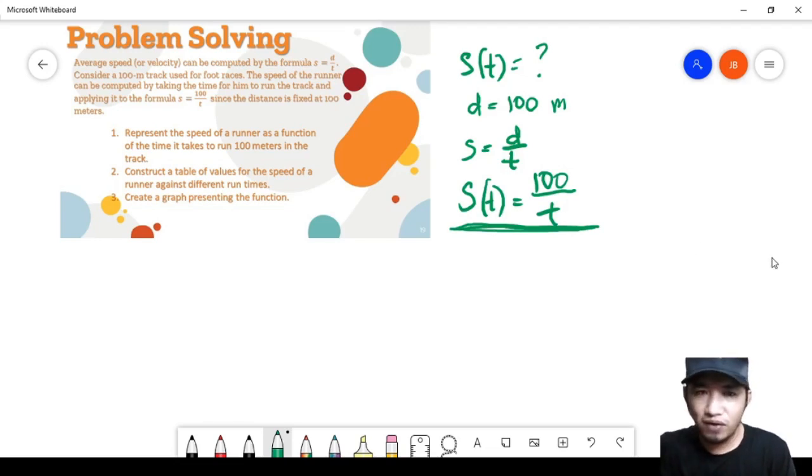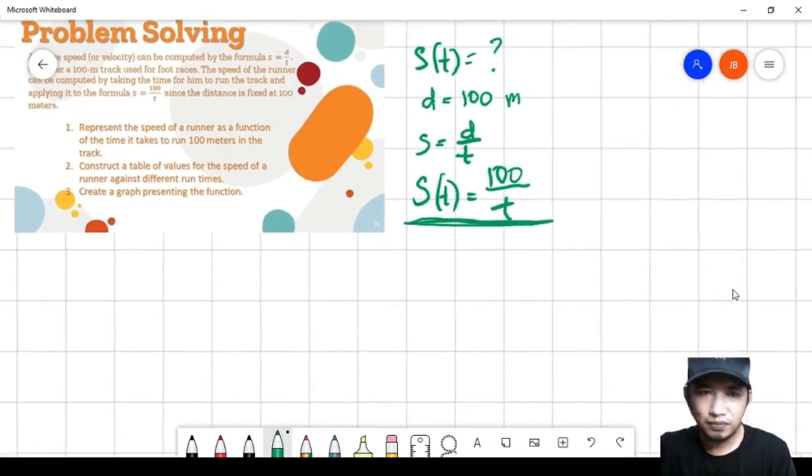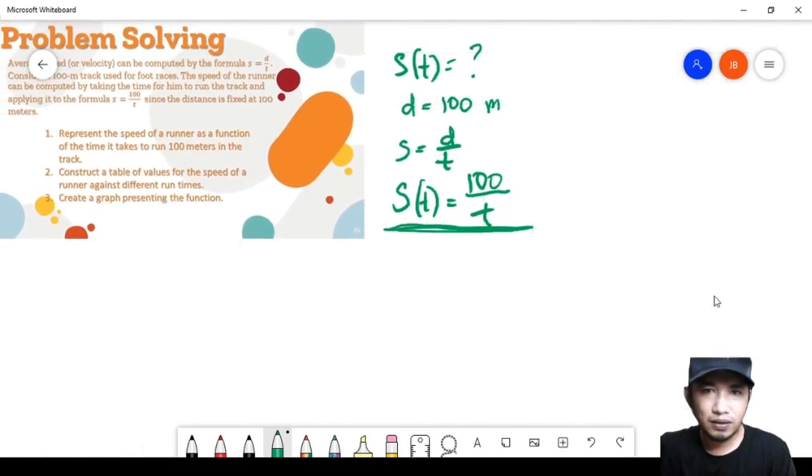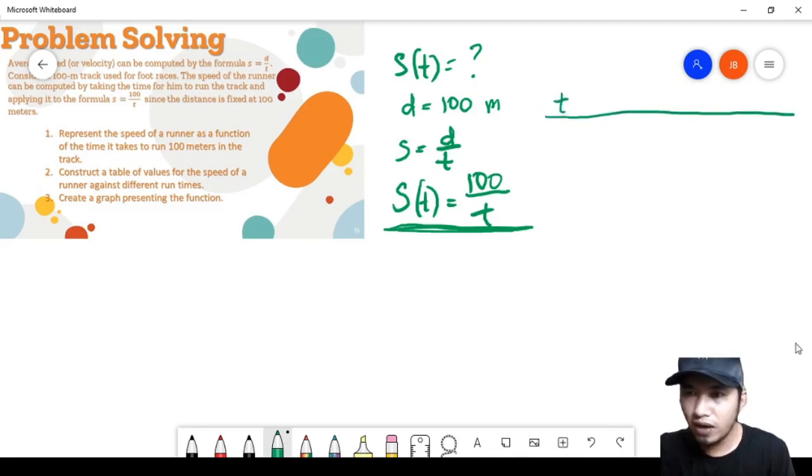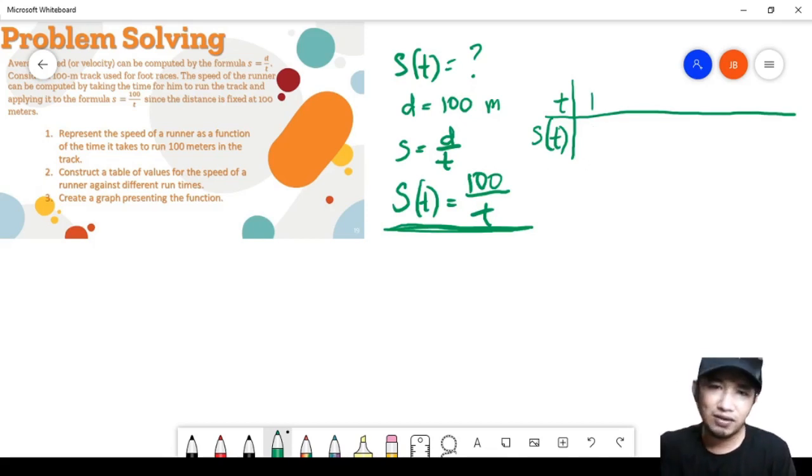Construct a table of values. Okay. For the speed runner against the different time. So, meron tayong time at saka ano daw yung mga speed niya. So, S of T. Okay. Kung minute na lang ang pag-usapan natin dito, ha. Sa 1 minute na to, ano yung speed niya? Okay, let's solve.